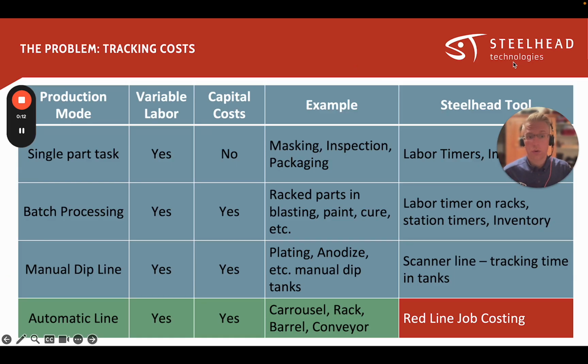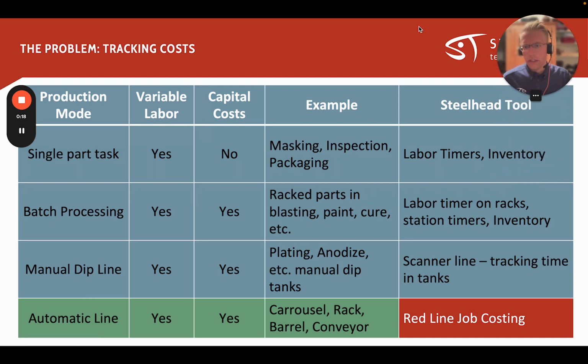So first, just a quick overview of what the problem is, and that's with automatic lines tracking job costs. In a typical job shop environment, we have four basic production modes with job costing for each of them. One is single part task, so we're recording labor and typically no capital, so this would be masking or inspection. So this is typically labor timers and inventory, very basic stepping parts and billing time against that task.